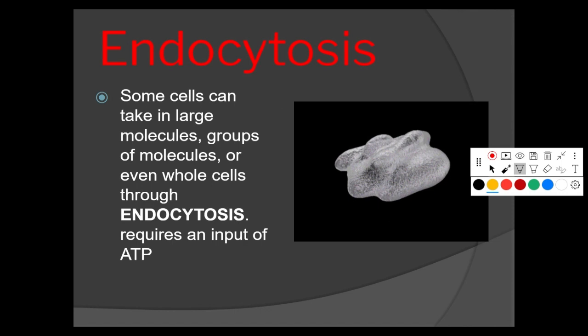So endocytosis is pretty cool. Some cells can take in large molecules or groups of molecules or even whole cells through endocytosis, right? It requires the input of ATP, but basically endocytosis means it like swallows something up, right? It's like eating something or taking something inside.